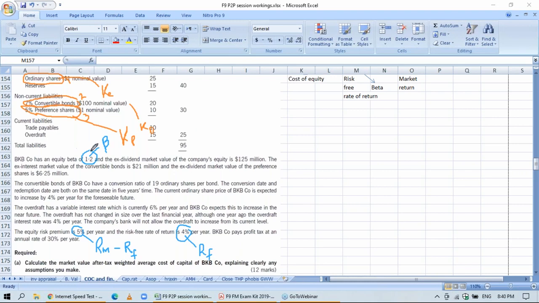So students, let's begin. I have marked a few items. The beta is 1.2 and 5% is the risk premium. Risk premium is the difference between the return on market investments and return on risk-free investments, and 4% is the risk-free investment. Okay, so let's start doing.